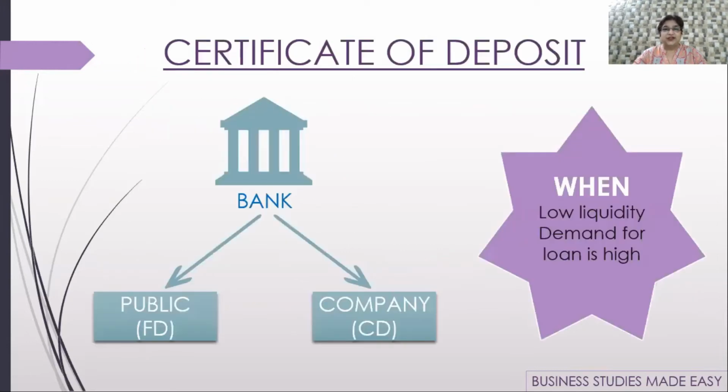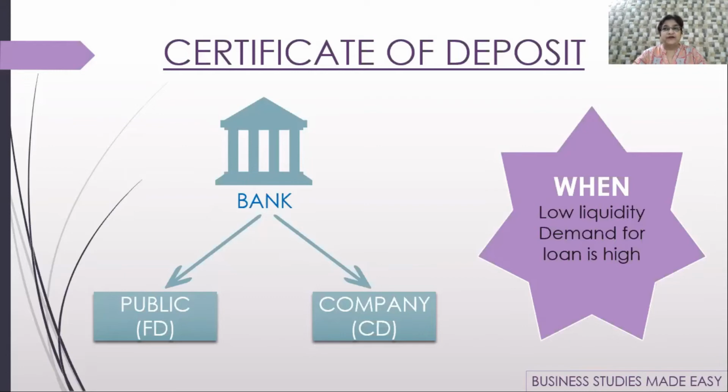Then comes certificate of deposit. Now what happens is, when we put our money in the bank, suppose you put your money for a long period, it's called FD. When the company puts the money in the bank, it's called CD. C for company, C for CD. CD is certificate of deposit. Now, why is there a difference between the money that we put in and the money that the company puts in? What's the difference? Now, what happens is, during certain time, the demand for loan is very high.